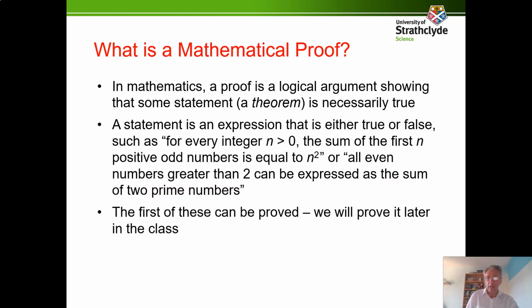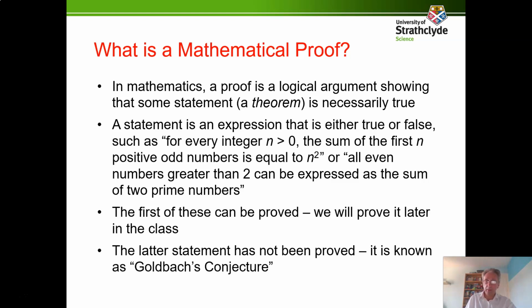Now, the first of these statements, the one about adding up the odd numbers, in fact, it's true. I'm not going to keep you in suspense. It is true. It's a fairly straightforward proof by induction, and we'll prove it later on in the class. The other one, the one about the even numbers being the sum of two prime numbers, it hasn't been proven yet. It's known as Goldbach's conjecture.